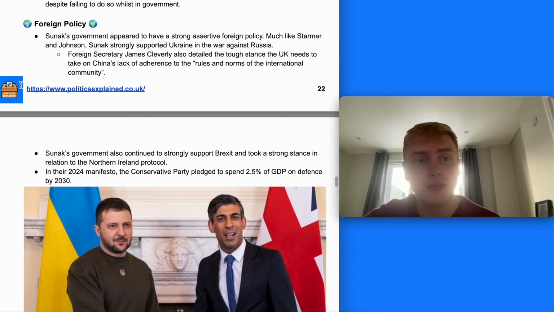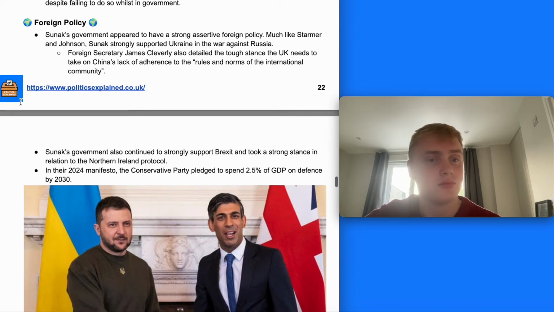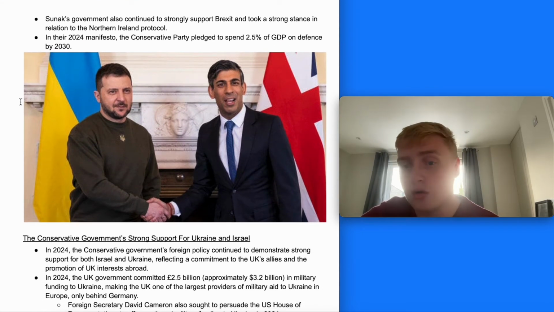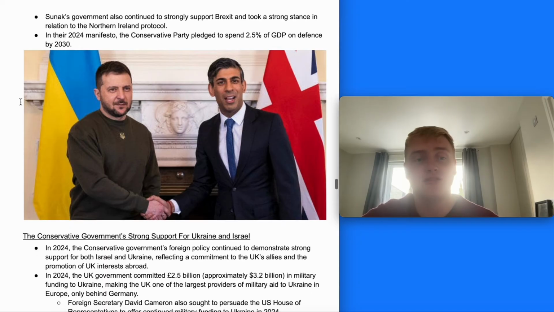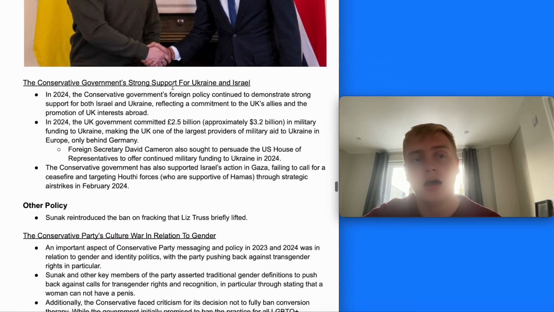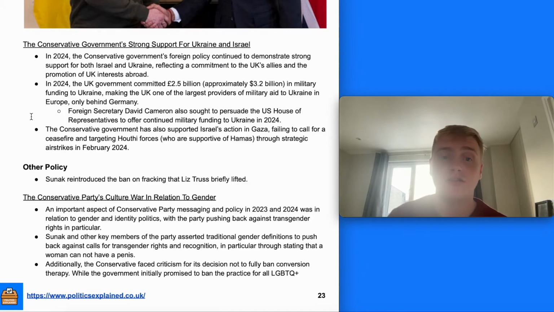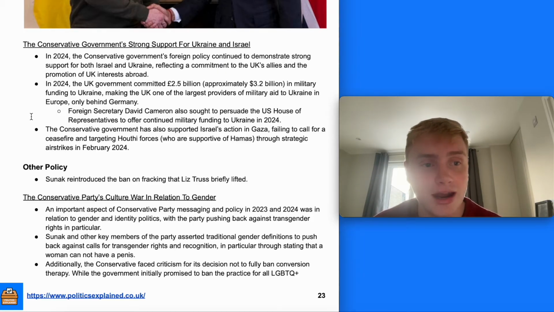On foreign policy, very similar to Starmer and to Johnson, very supportive of Ukraine, continues to be very supportive of Brexit, and strong pledges on defence spending to increase it to 2.5% of GDP. And you see under Sunak and Johnson, there was quite strong support for Ukraine and Israel in the period. So they committed in 2024 £2.5 billion in military funding to Ukraine, and also supported Israel's action in Gaza, failing to call for a ceasefire and targeting Houthi forces through strategic airstrikes in February 2024.